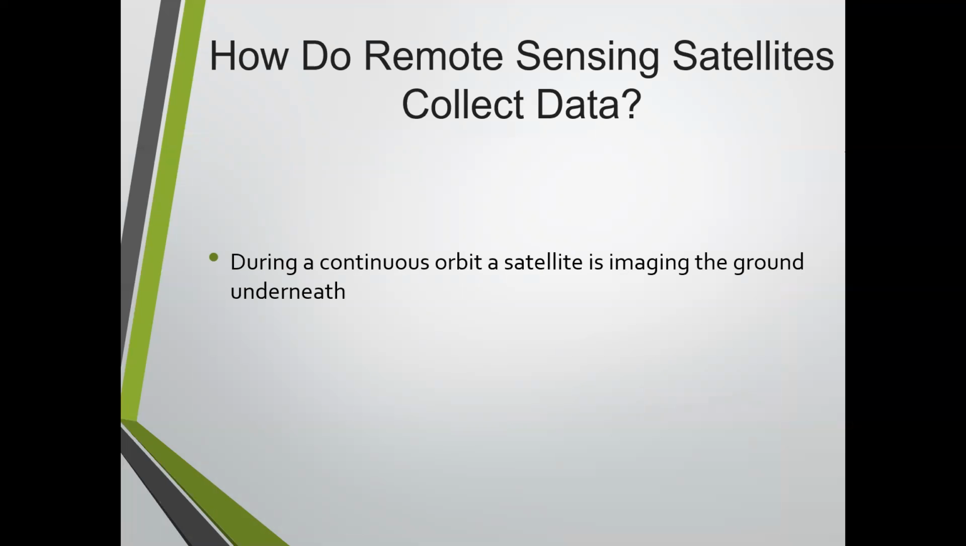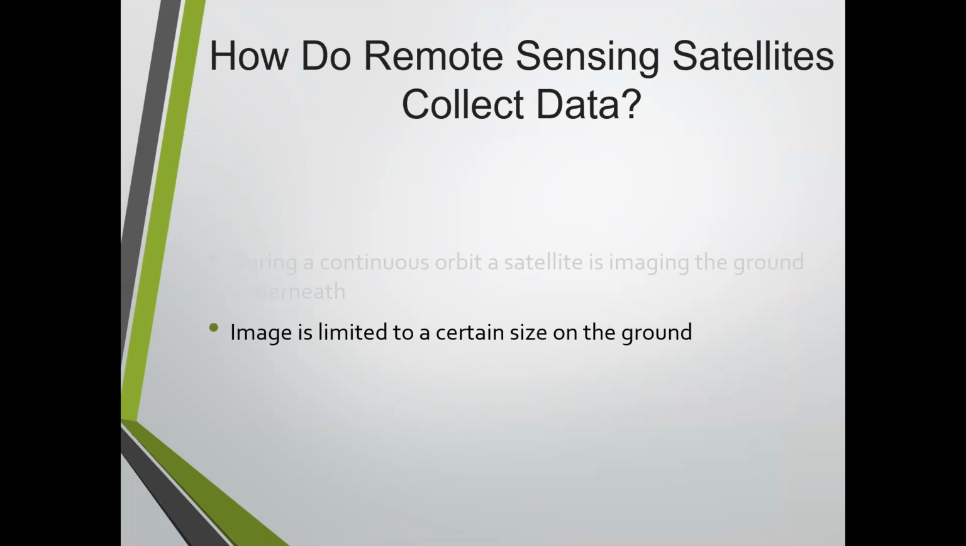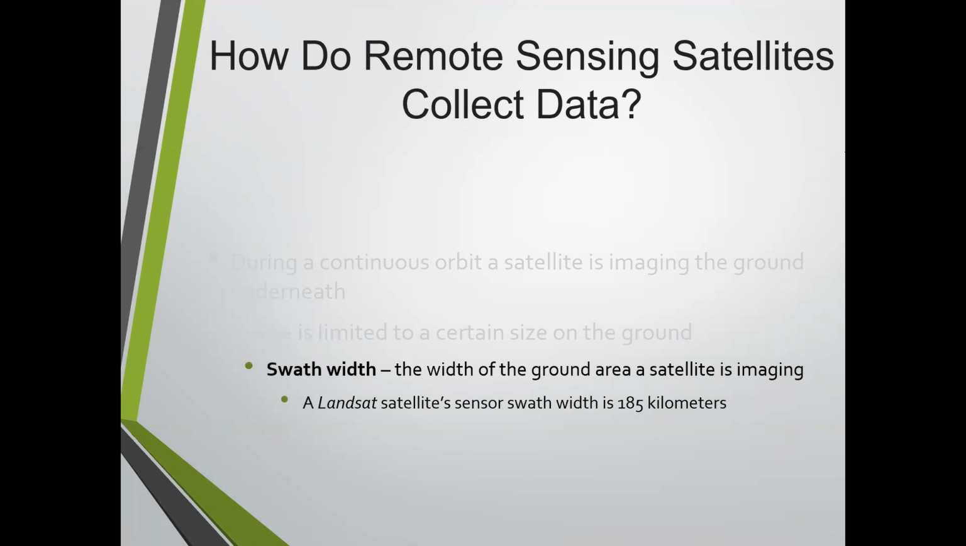Now you can do not based on nadir. We'll talk about that in a minute, but usually you're looking straight down. So your image is limited to a certain size on the ground, and of course, that's going to be a function of altitude and also the sensor itself. Those are the two things that would kick into that. And what you're getting is what's called a swath width, and this is the width of the ground that the satellite, or I guess I should say the sensor, is actually seeing. So a typical Landsat satellite sensor has a swath width of 185 kilometers. That's giving you a pretty good cross-section of ground as it comes across.